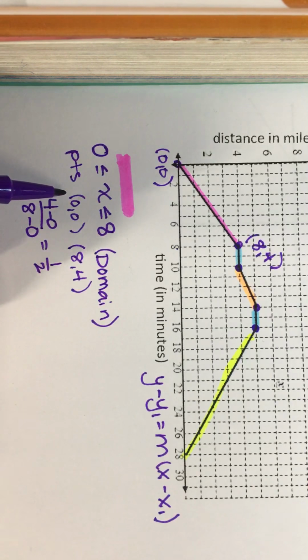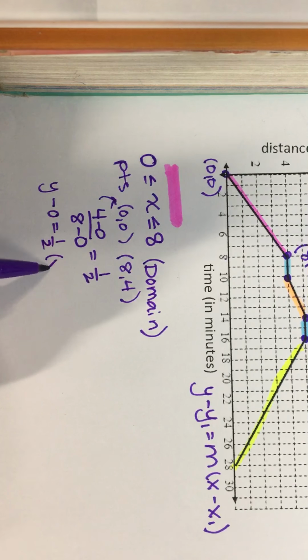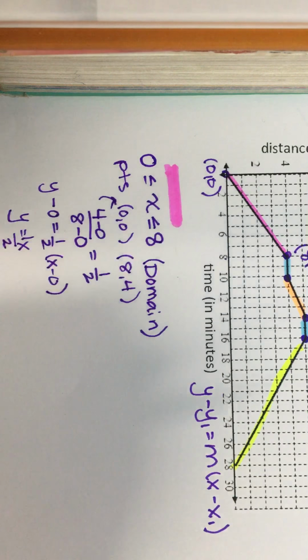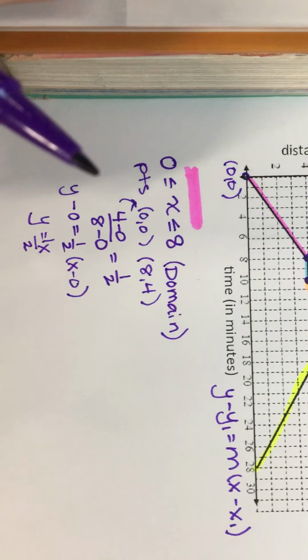And I'm gonna choose the easy point right here. So y minus 0 equals 1/2 times x minus 0. Well, that was an easy one. 1/2 x. Okay, and that should kind of make sense, right? Because 1/2 is 30 miles per hour, half an hour, and you started at 0, 0. So now we're just writing equations.